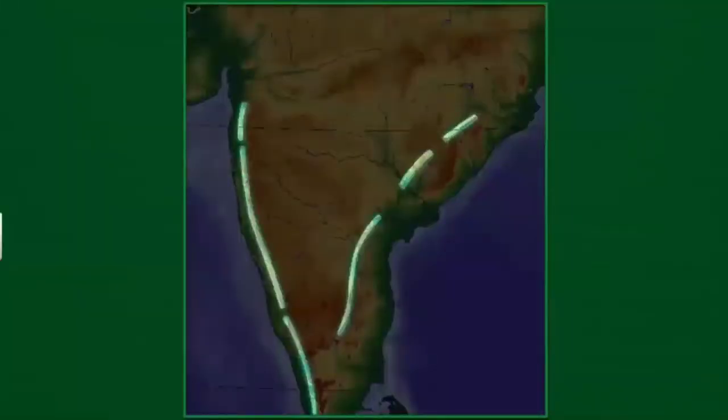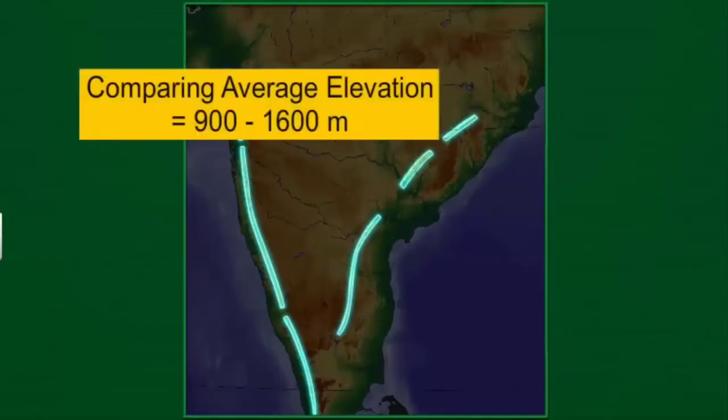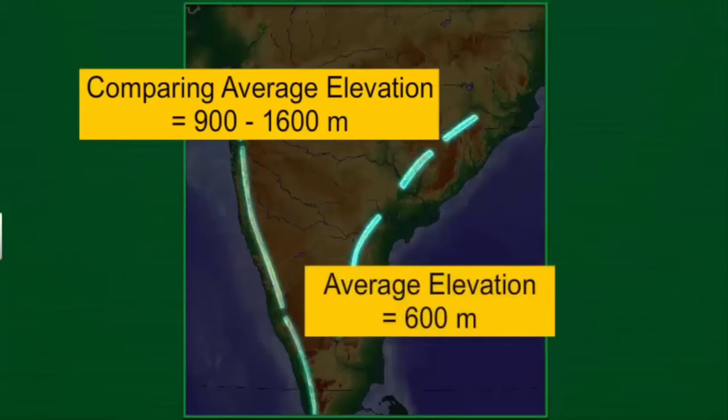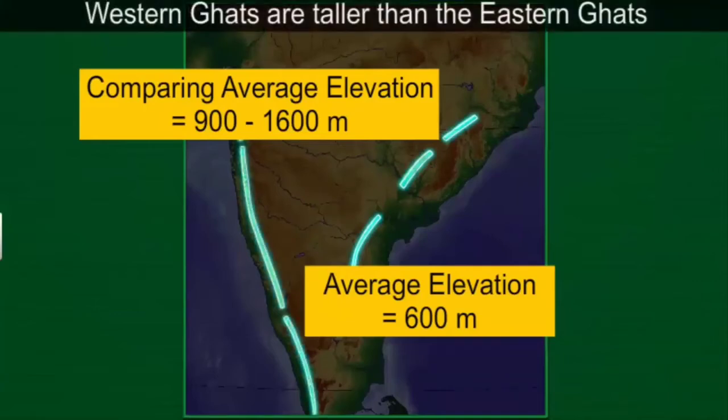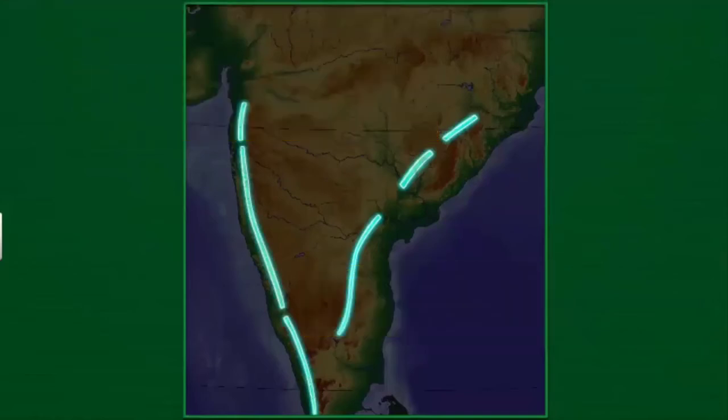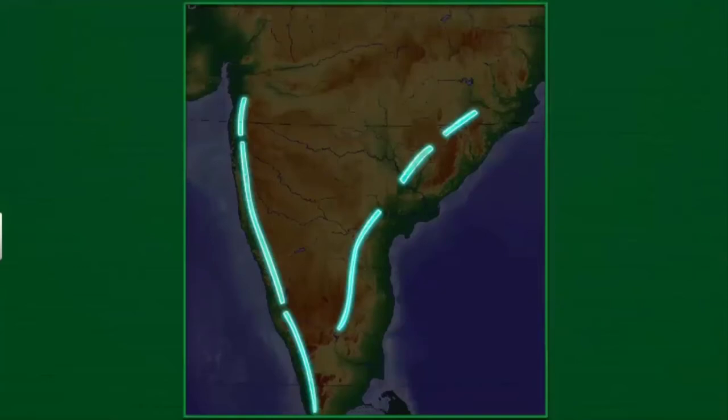Let's now compare the heights of the two ranges. The average elevation of the Western Ghats is 900 to 1,600 meters. On the other hand, the Eastern Ghats have an average elevation of about 600 meters only. Thus, the Western Ghats are taller than the Eastern Ghats. The height of the Western Ghats progressively increase from north to south.